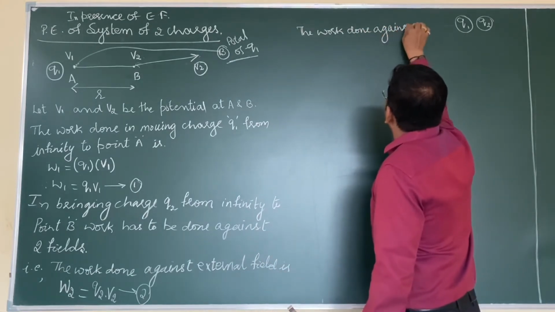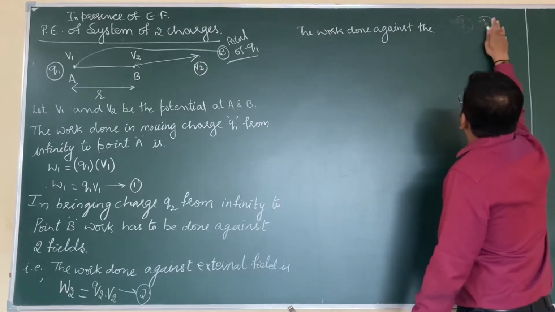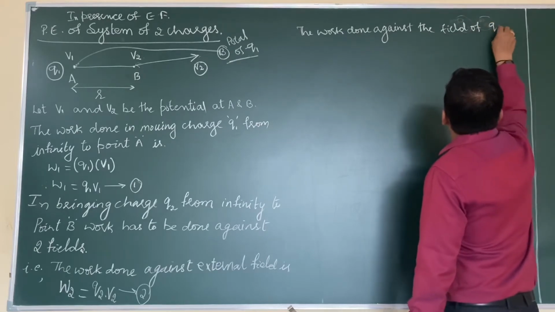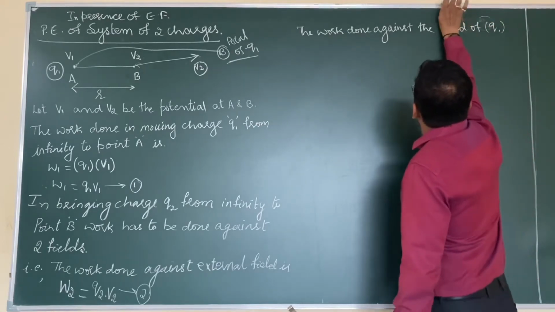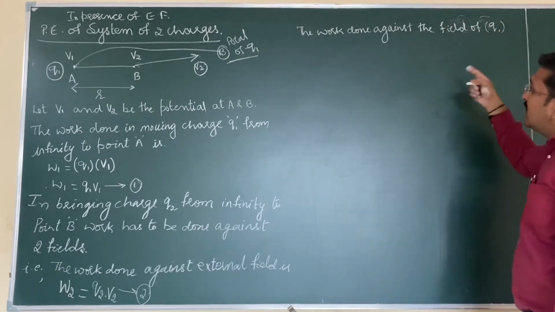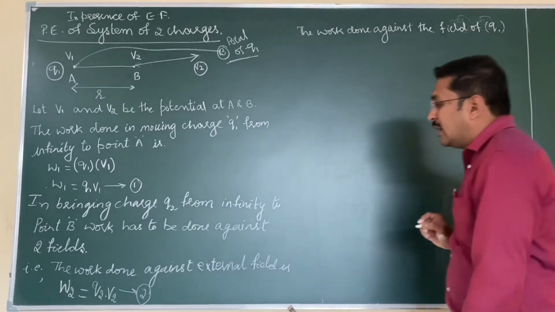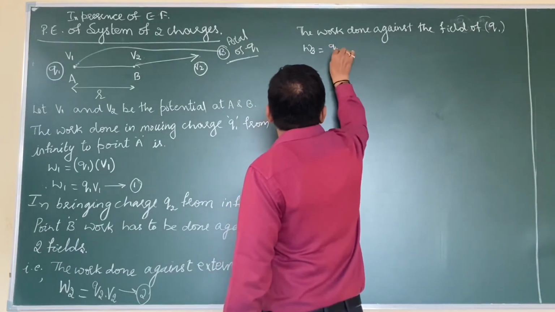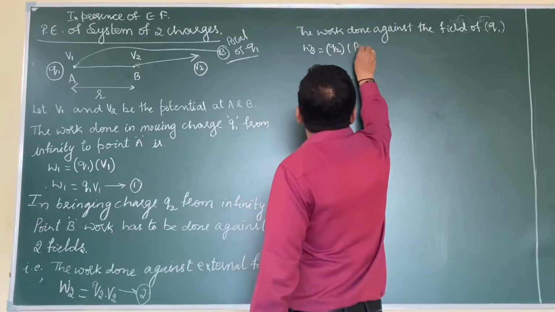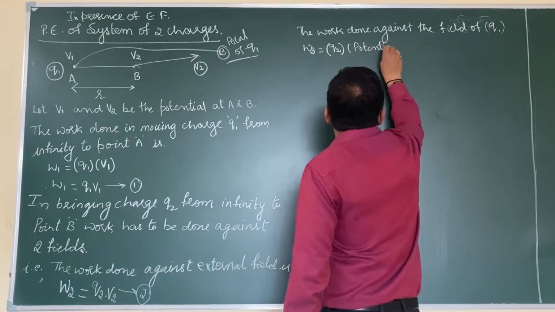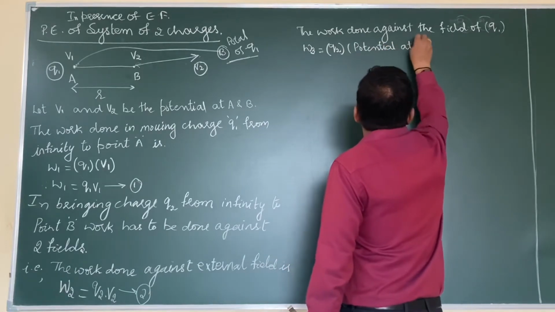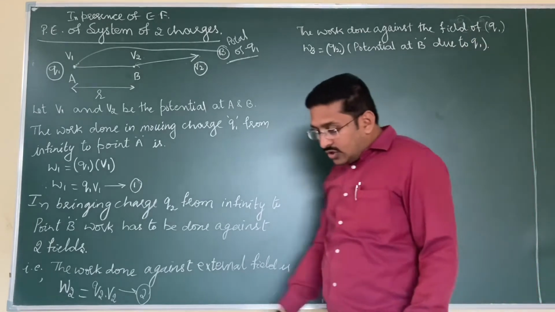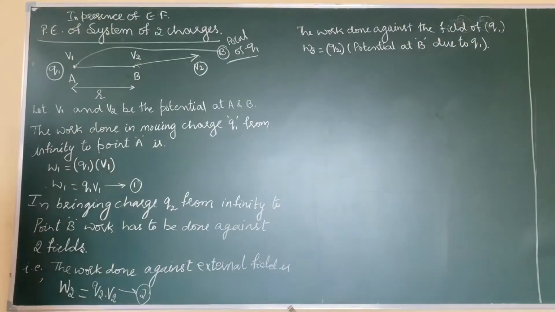Okay, now the work done against the field of q1. There is a field, or a potential, due to q1. What is that work? I am going to call it W3. W3 is equal to charge q2 into the potential at point B due to q1. As I told you already, work done is equal to charge into potential.